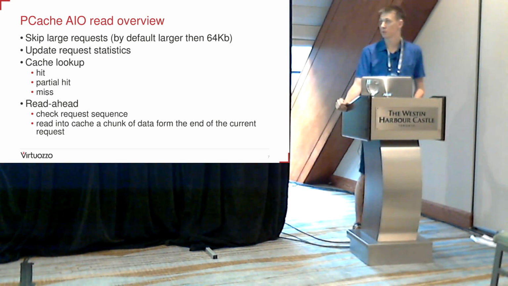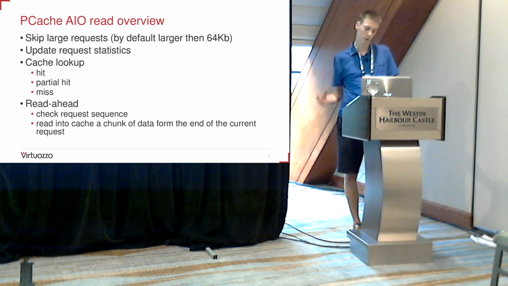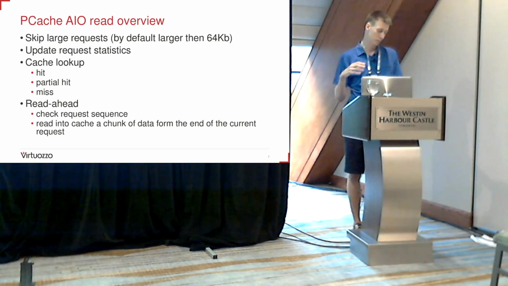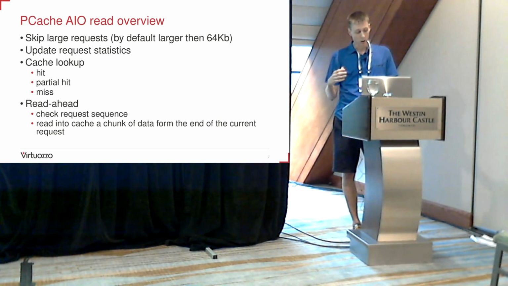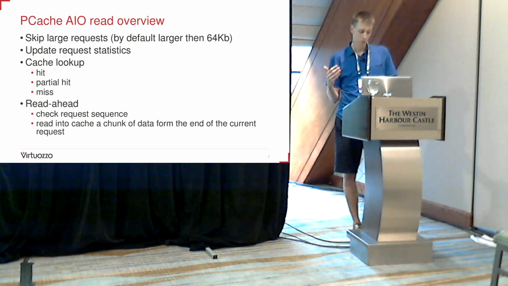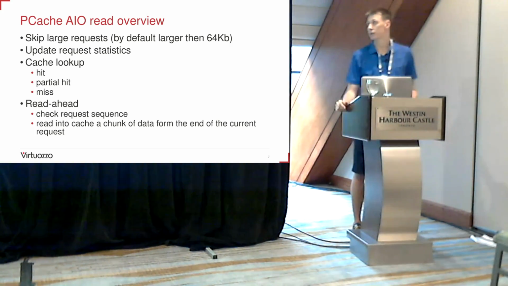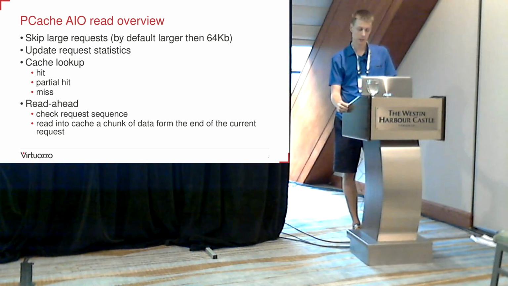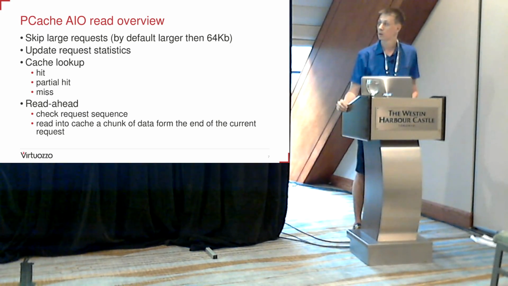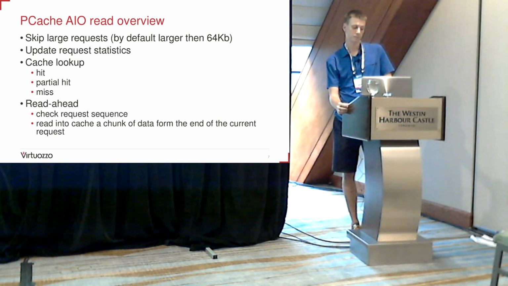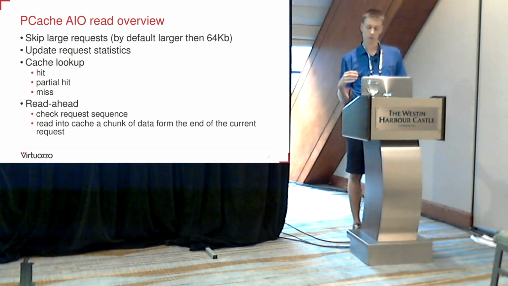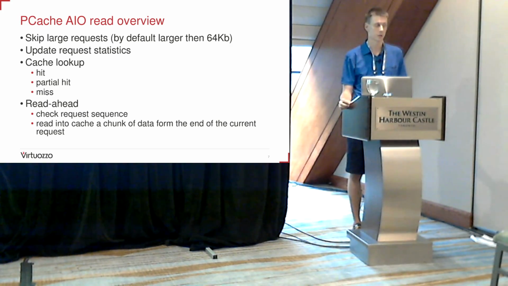At the next stage we try to read data from the cache, because the requested data may already be contained in the cache. Next we can have three cases: cache hit, partial cache hit, and cache miss. The last stage is read ahead, which includes checking for sequential data and reading into the cache a chunk of data from the end of the current request.